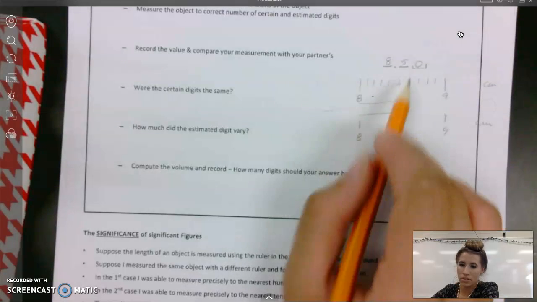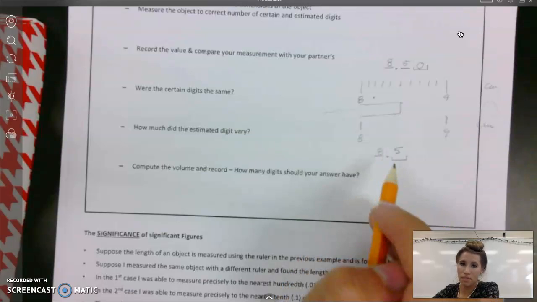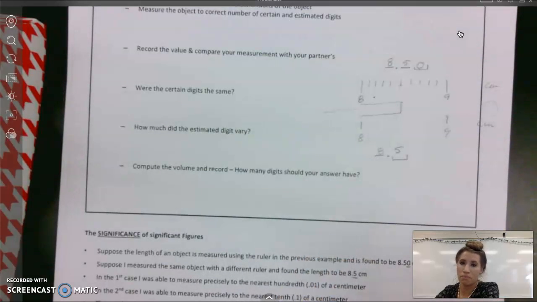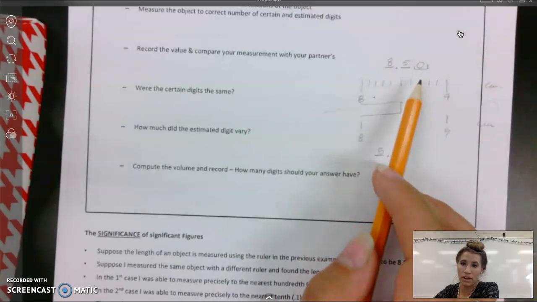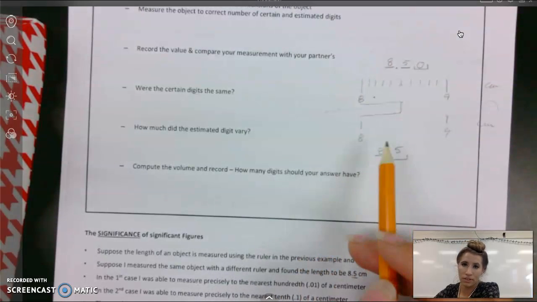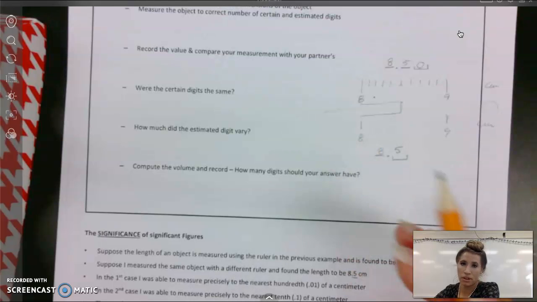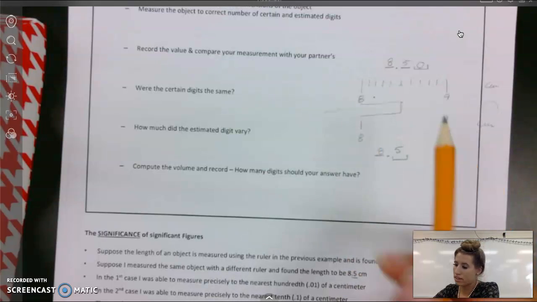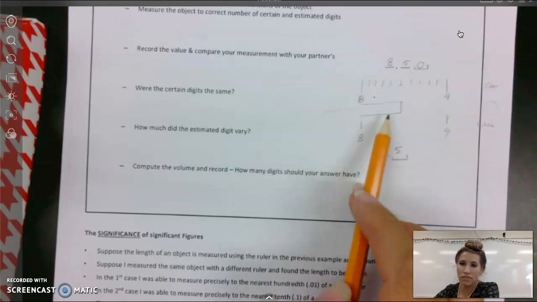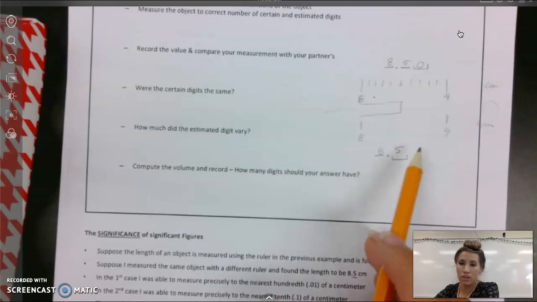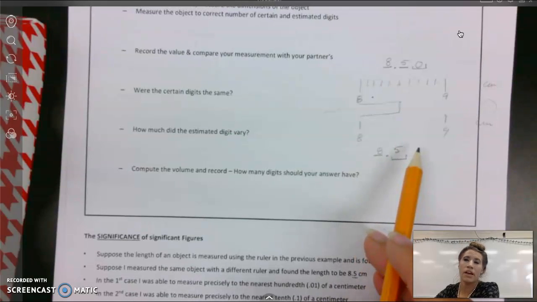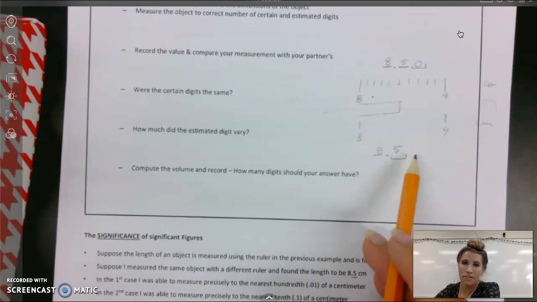Now, even though these numbers are the same, they hold different meaning. We know that this value is far more precise than this value. And usually with precision comes accuracy. This is a more accurate answer of the length of this object than this is, because there's a whole component here that we couldn't estimate because we didn't have the calibration marks to make that estimation.